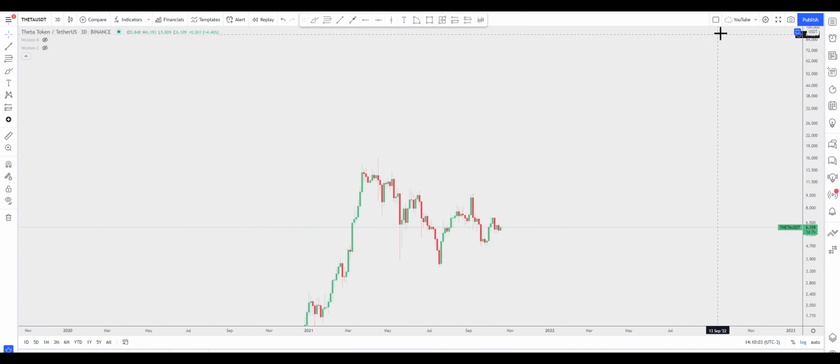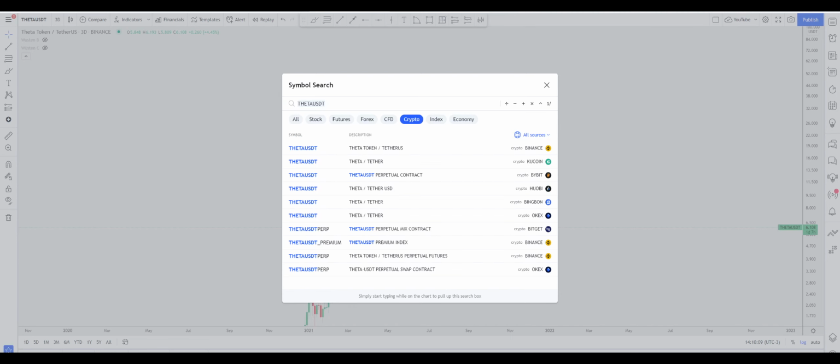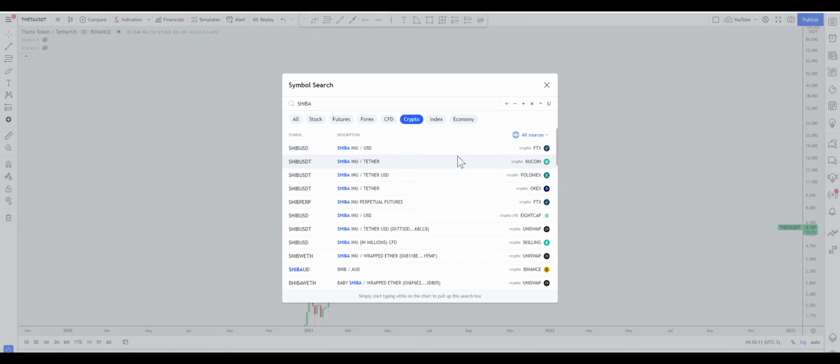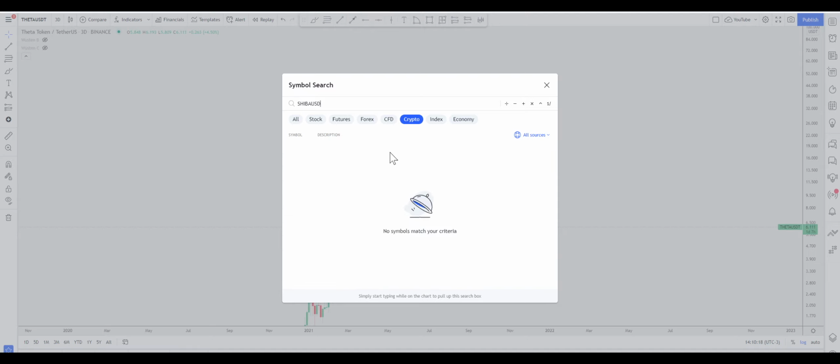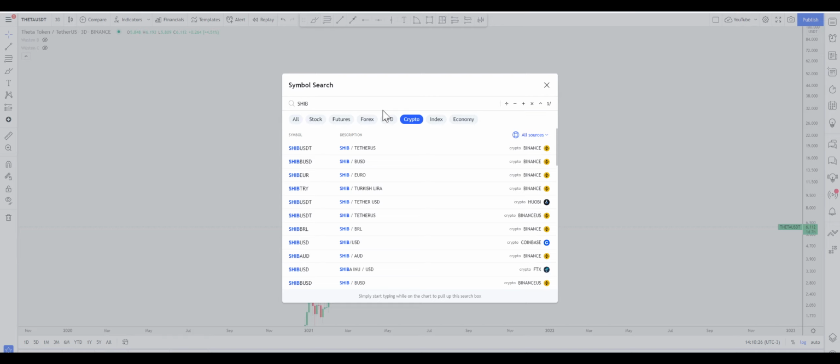Again, but oops, hold on, Matt. What are you doing? So for example, that's the thing that I want to show you. Shiba USD. No? What? It's only Shiba? Yes.